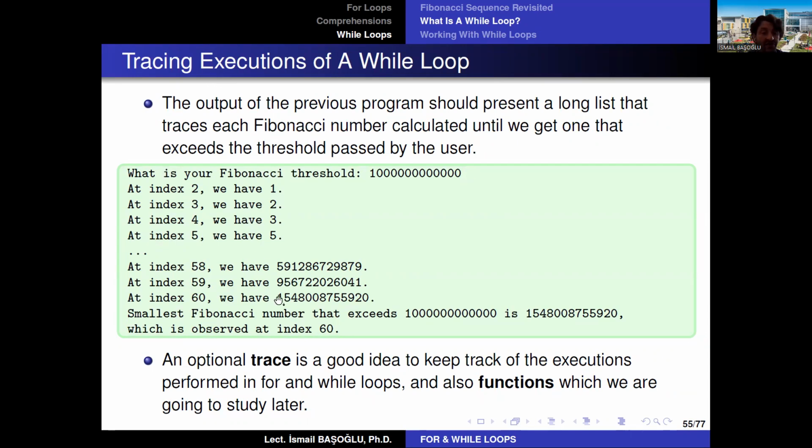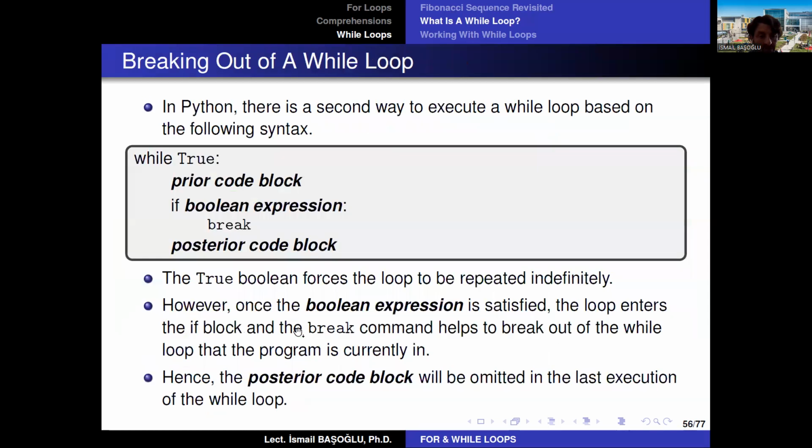Now we have traced our executions, and even for a very, very large value, we have a finite number of print commands working and showing us that actually the 59th index is less than 10 to the power 12, but the 60th index is greater than 10 to the power 12. Okay. We can use this trace idea in developing functions, which we are going to study later. It is a very, very important idea, my friends, to implement in your programs.